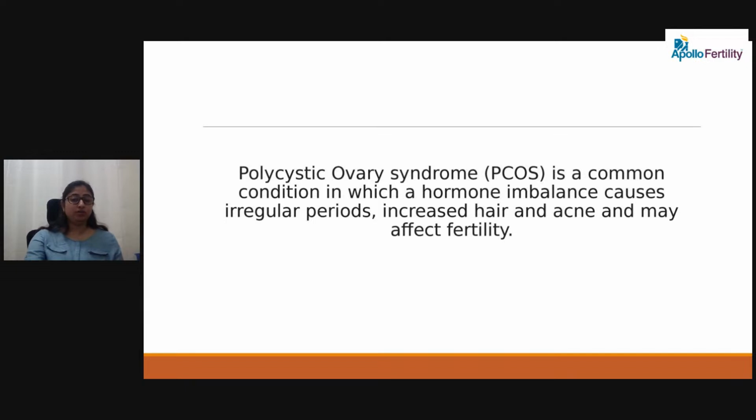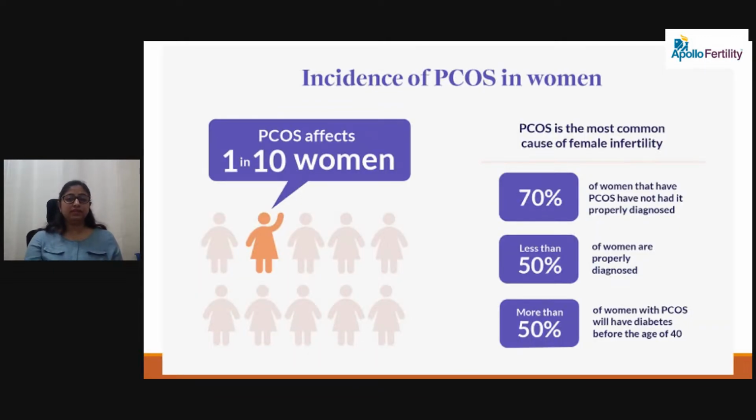So let's see how to identify whether you have PCOS or not. PCOS is also called PCOD, polycystic ovarian disease or disorder. These are almost the same. Now coming to the incidence of PCOS: it affects 1 in 10 women. That's quite high, and nowadays we are seeing it more and more often. It's a common cause of female infertility, and 70% of women who have PCOS have not been properly diagnosed, and more than 50% will develop diabetes.